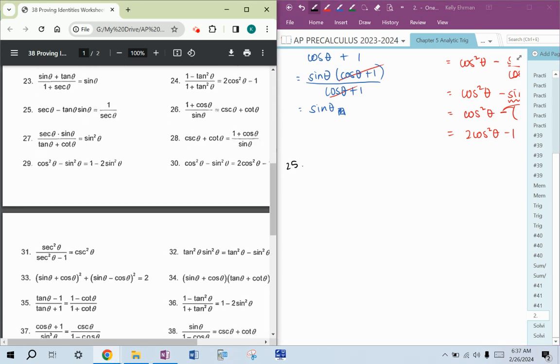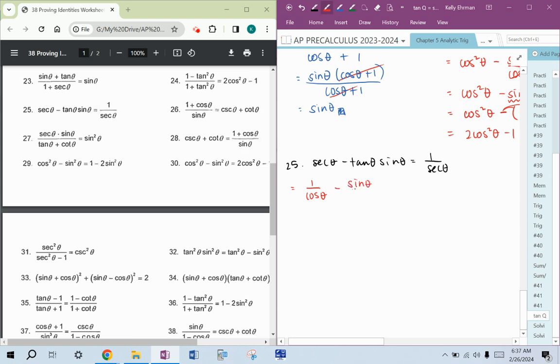So 25 is secant theta minus tangent theta sine theta, which is supposed to equal 1 over secant theta, right? Starting on the left side, I don't see a greatest common factor, so I'm just going to write in terms of sine and cosine. So 1 over cosine theta minus sine theta over cosine theta times sine theta. These already have a common denominator, so let's merge this fraction together.